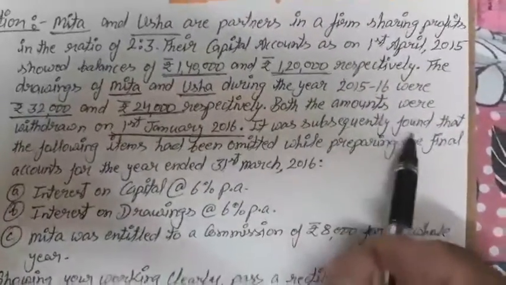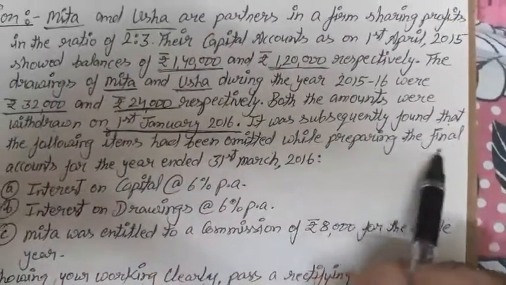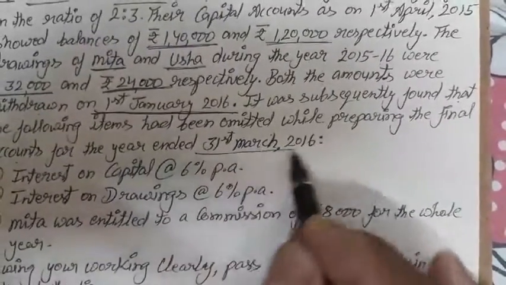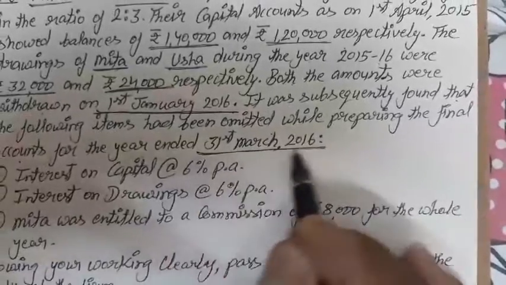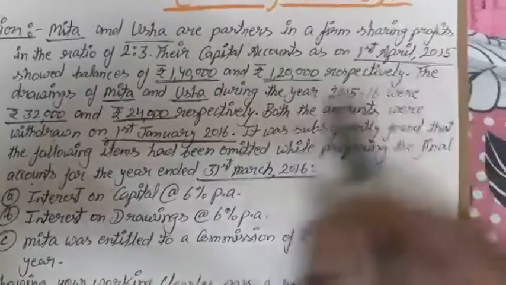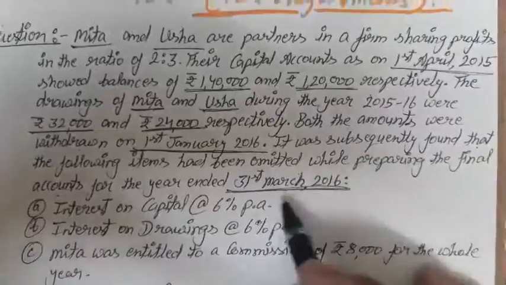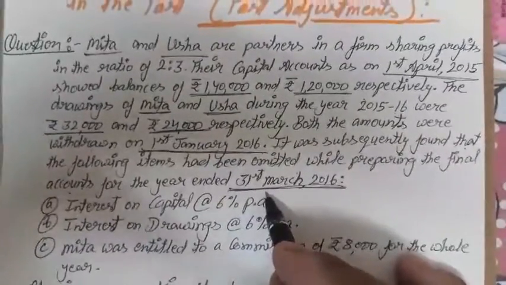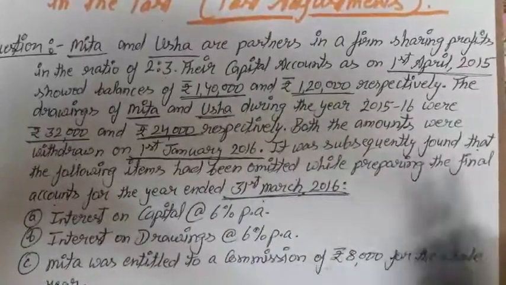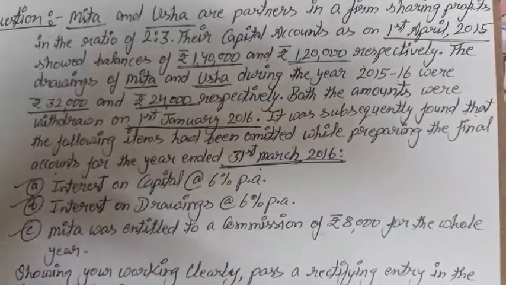It was subsequently found that the following items had been omitted while preparing the final accounts for the year ended 31st March 2016. The year ended on 31st March 2016. It means 1st April 2015 is the beginning date of the year and 31st March 2016 is the last date, and on this date the profit was distributed among the partners in the ratio of 2:3, before or omitting these three items.